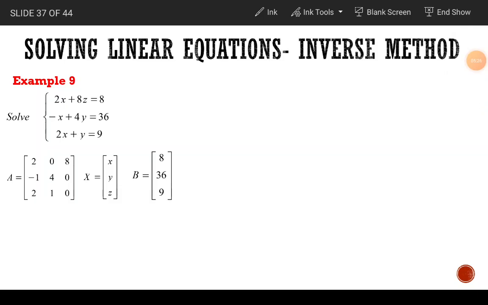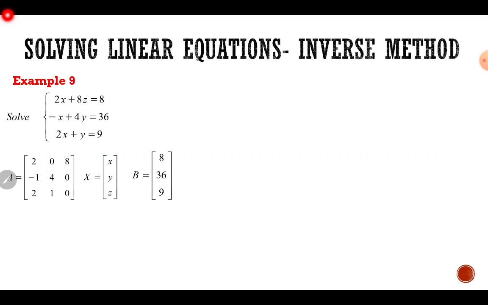Okay, so we have done with the first step. Kita dah define all the three matrices A, X and B. So what is our next step? Okay, kita tahu A times X equals B.